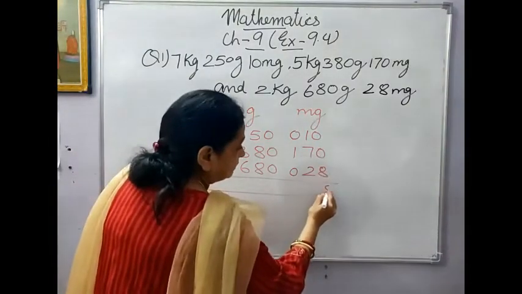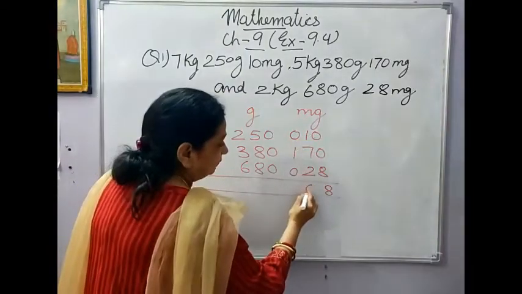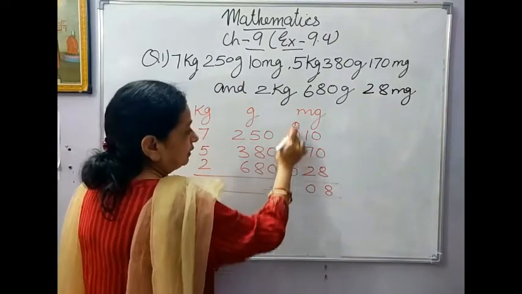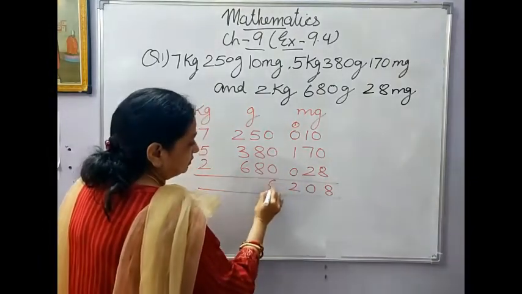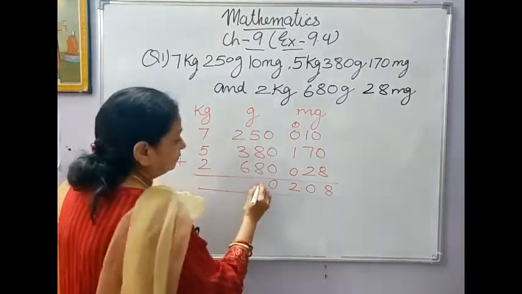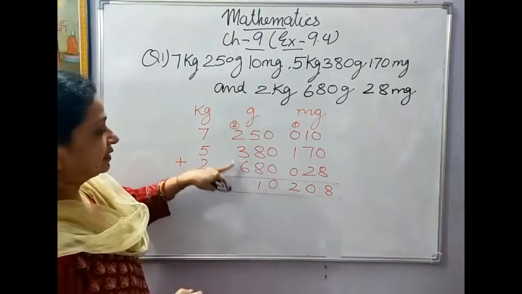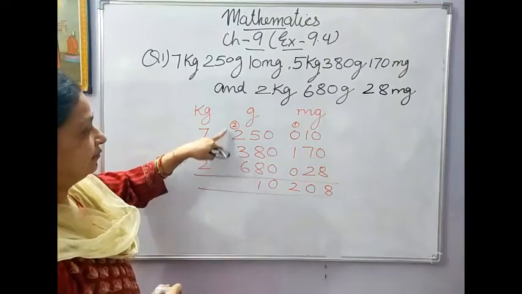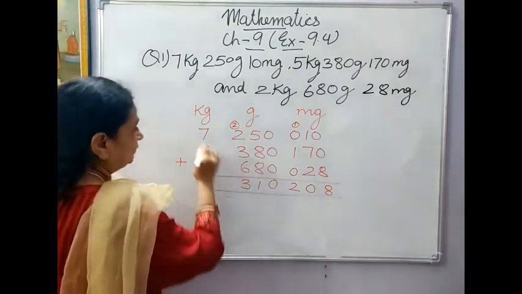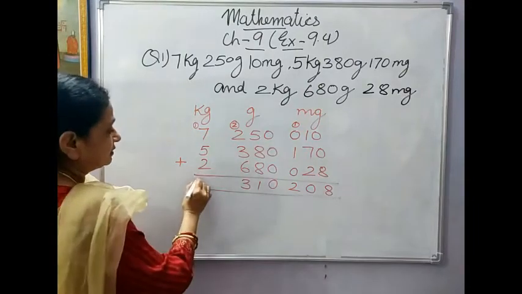800 is 8. 7 and 2, 9 and 1, 10. 1 carry. 1 and 1, 2. 0. 8 and 8, 16. 16 and 5 is 21. 6 and 3, 9. 10, 11, 12, 13. 7 and 1, 8 and 2, 10 and 5 is 50.